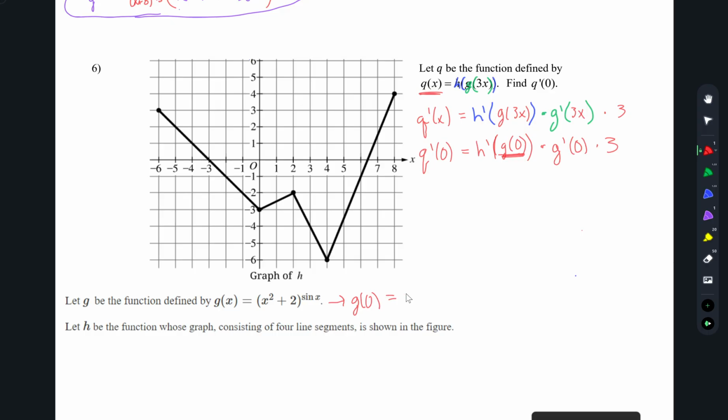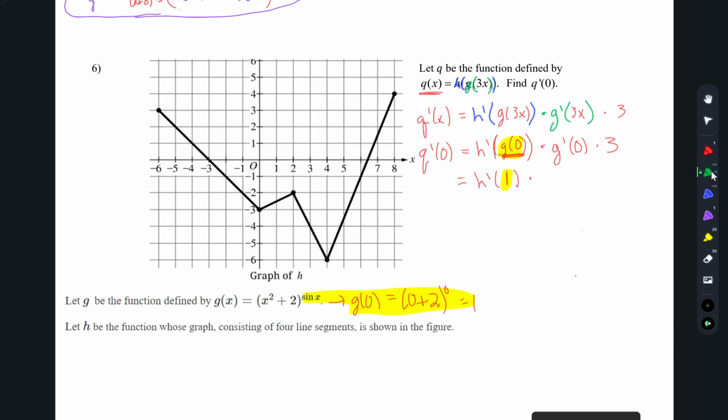So what do I get? 0 plus 2? Okay, I can do that. Raised to the sine of 0? What is that? 1? Okay, I'm going to do that. H prime of 1. Sorry, replaced it. Here, maybe I'll highlight this. So this one I got over here. Okay. All right, now I need G prime of 0.